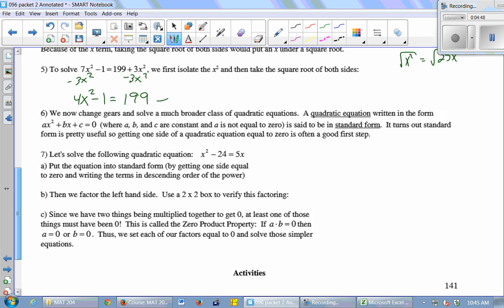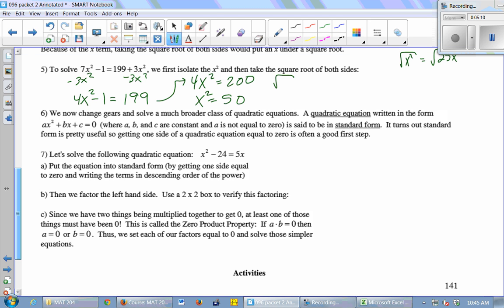Add 1 to both sides, right? So I have 4x squared equals 200. Then what? You don't square root until you have the x squared all by itself. So I'm going to divide by 4. Yep. So I have x squared equals 50, and then, Oatmeal, square root.